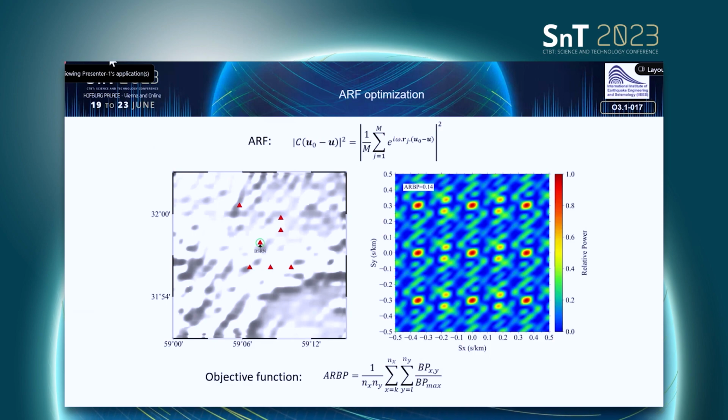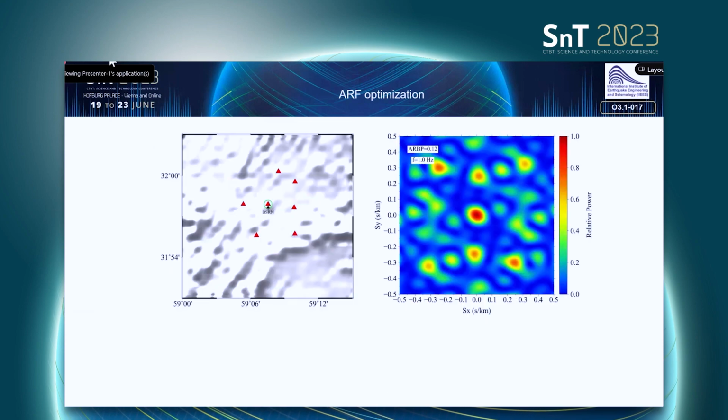In simple words, it tries to maximize the main loop energy while minimizing the side loop energy. This is the optimized array, its geometry and its ARF. We can see that the ARF is improved a lot. The maximum energy of the main loop is increased highly, while the energy of the side loops is decreased a lot.